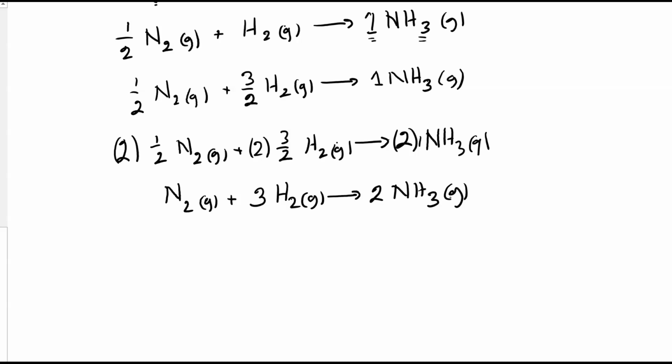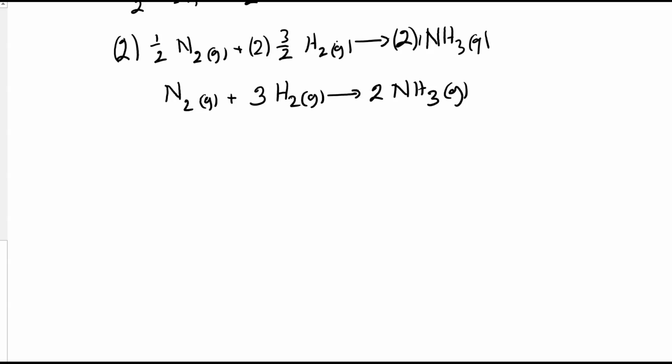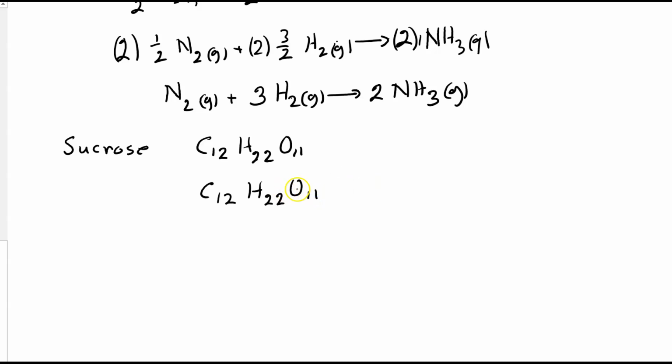Again, the same process. So what happens when we have something even more complex? Well, let's do one that's very complex. Let's do something like table sugar, which is sucrose. And sucrose is C12H22O11.